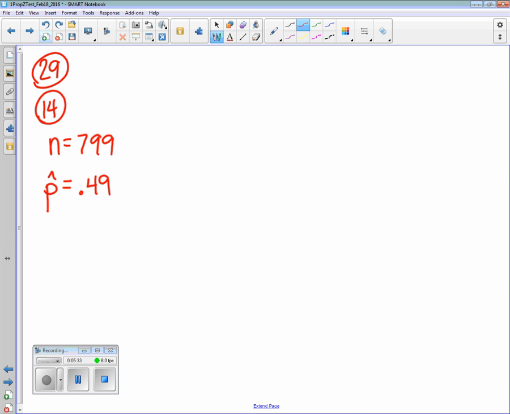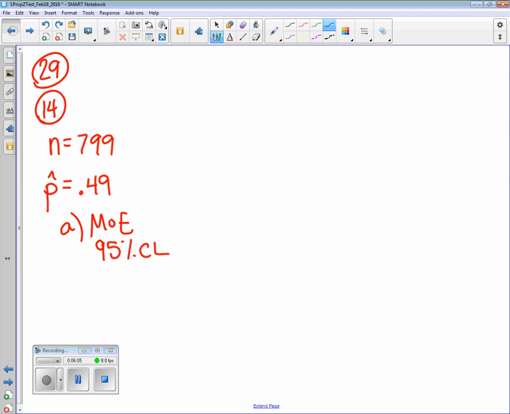It says to find the margin of error if we want a 95% confidence in our estimate of the percent of American teens. So we want 95% confidence, and we want to find the margin of error. How do I find the margin of error? What is the margin of error? Don't give me a number, just in general terms.